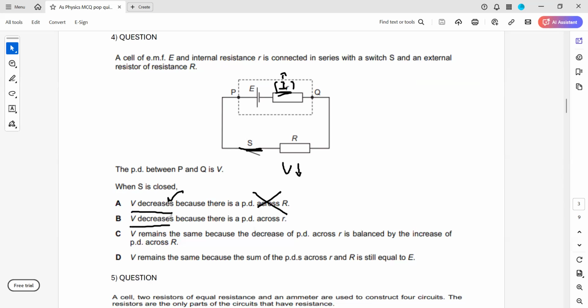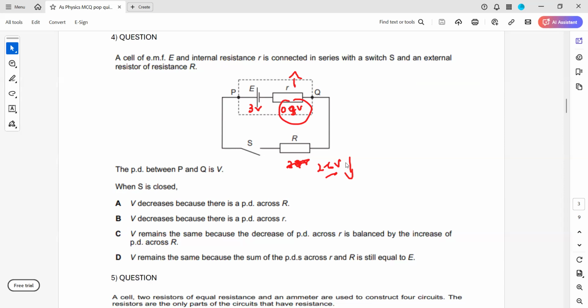"V decreases because there is a potential across the internal resistance" is right, as there is some loss voltage internally. So the battery will not provide the same output voltage. The voltage output of a battery will be less than what is labeled. For example, if this is 3 volts and 0.2 volts is dropped internally, how much voltage will there be externally? The external will be 2.8. If this is 0.3 volts, how much voltage will there be? 2.7. If this is 0.4, how much voltage will there be? 2.6. So if more voltage drops internally, less voltage drops externally.